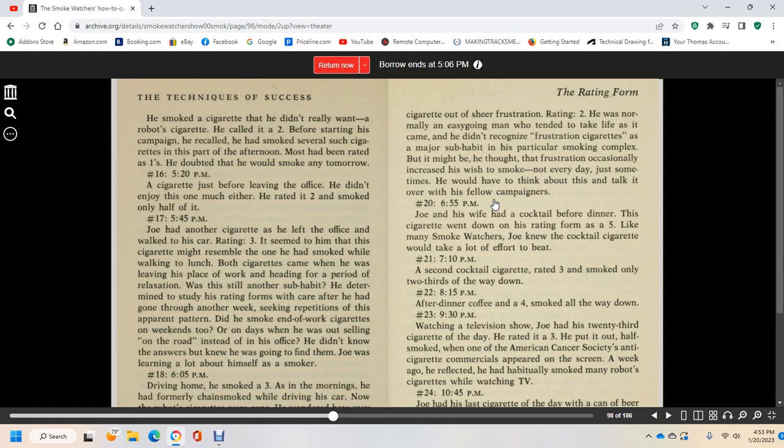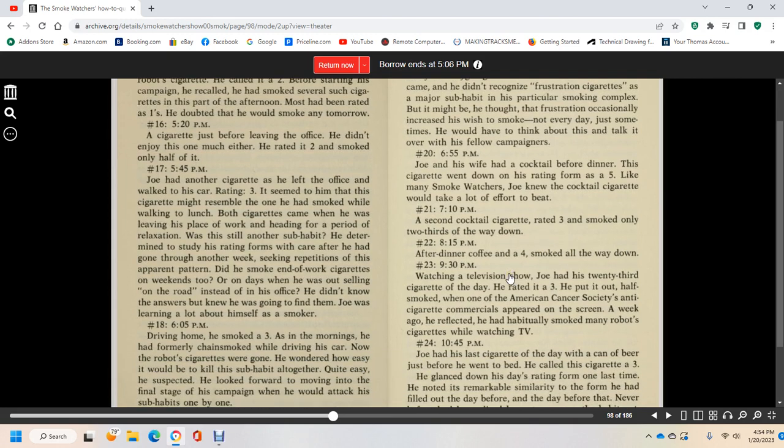Number 20 at 6:55 p.m. Joe had a cocktail with his wife before dinner, with a cigarette. It went down with a rating of 5. Like many smoke watchers, Joe knew that the cocktail cigarette would take a lot of effort to beat. Number 21, 7:10 p.m., a second cocktail cigarette rated 3, smoked only two-thirds of the way down. Number 22, 8:15, after-dinner coffee and a 4, smoked all the way down.